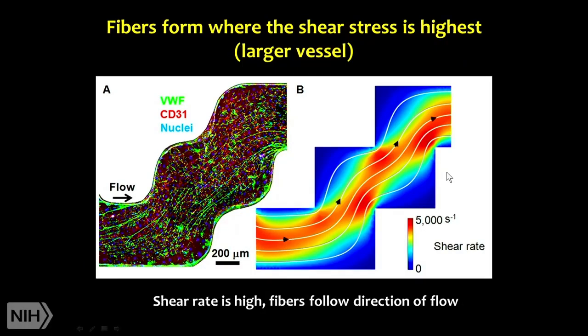If the vessel is not a straight tube, now this is a bigger vessel of about 500 microns diameter, then you get stranding along the wall of it, and the strands follow the direction of flow, and they accumulate most where the shear stress is highest. So here you see that this is essentially following the flow, and when you get a sharp turn here, most of the accumulation is on the inner corner of the turn.